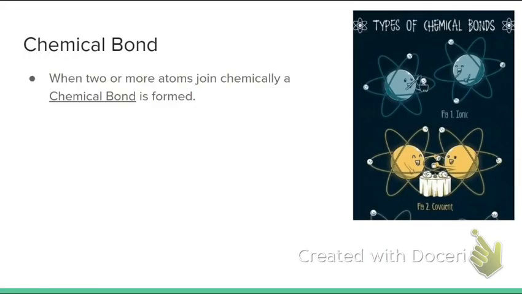It is when two or more atoms join chemically. When we talked about separating things physically or separating things chemically, when we talk about separating things chemically, it means that we're going to look at breaking that chemical bond.